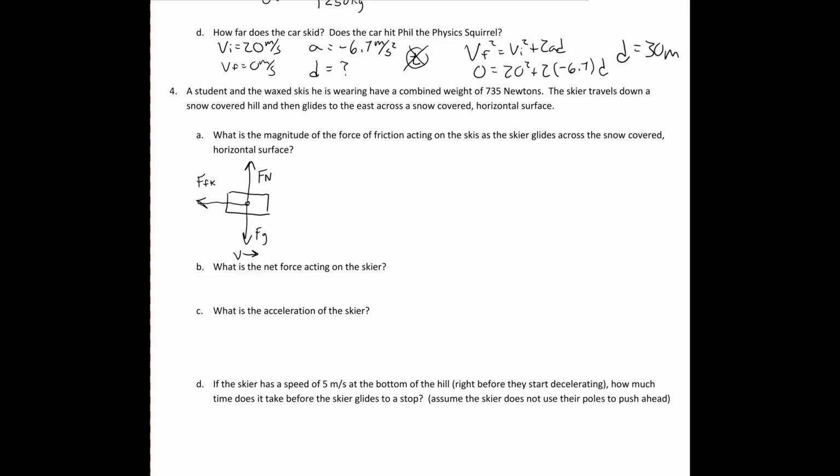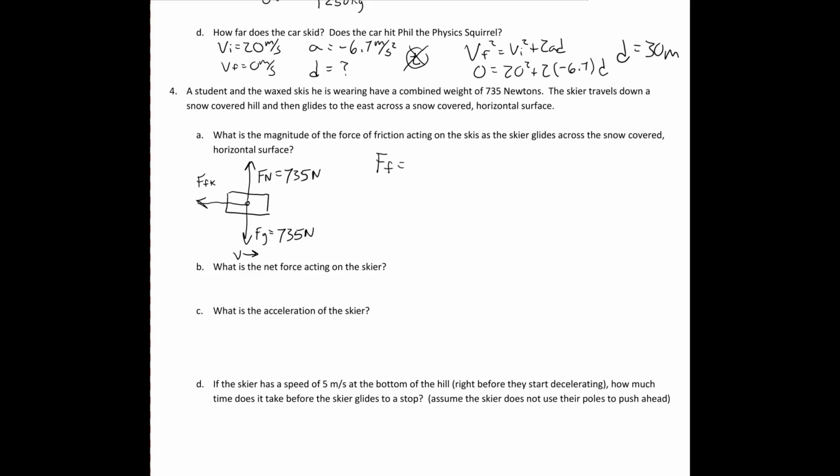I'll just write it straight in my free body diagram. 735 newtons. Boom. I wonder what the normal force is. 735 newtons. Not 735 times 9.8. That would be a crazy heavy skier. So let's see. The frictional force.